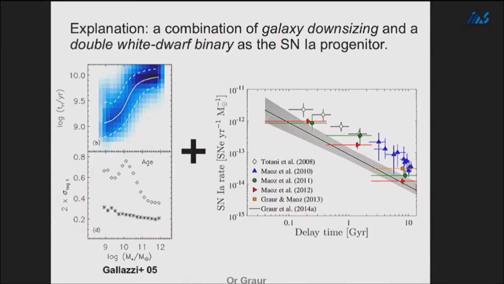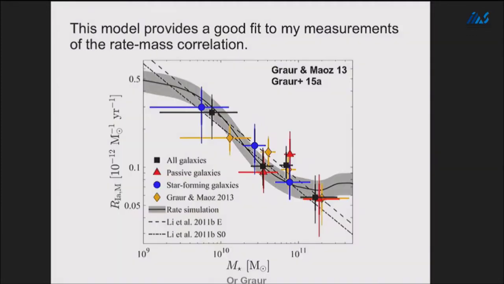So if you take a very simple model that combines galaxy downsizing, which means that more massive galaxies tend to be older than less massive galaxies, and combine that with the delay time distribution you expect for type 1a supernovae based on measurements, you can explain this rate-mass relation away. So these are supernova rates measured with those 100 type 1a supernovae I found in the SDSS. They confirm the rate-mass relation found by Li, and the gray curve shown here is the best fitting rate simulation based on that model I showed you. So galaxy downsizing and the delay time distribution for 1As.